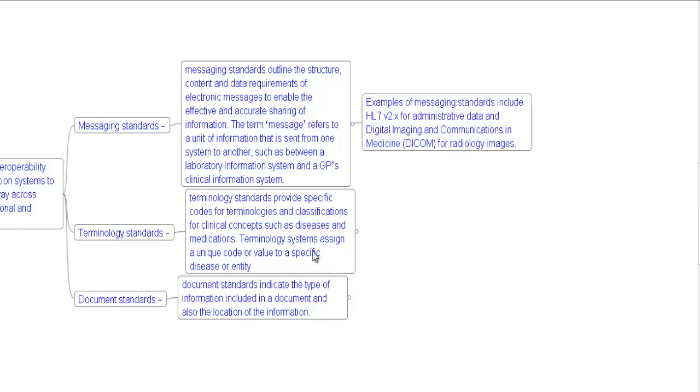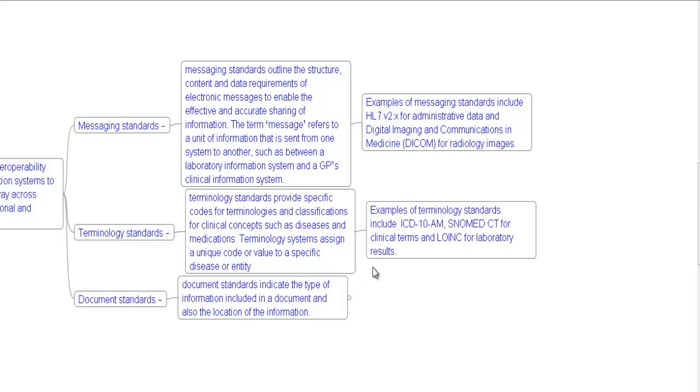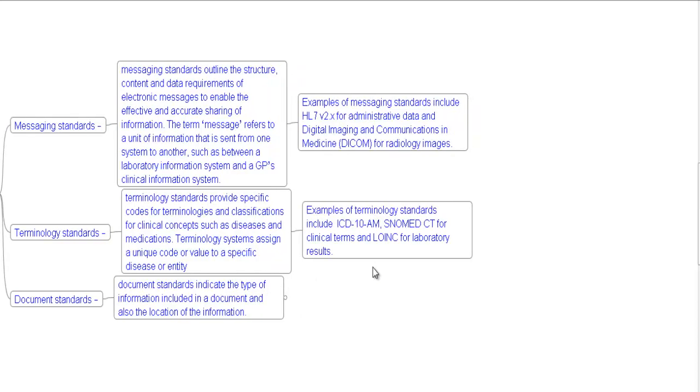Messaging standards. Examples of messaging standards include HL7 V2.x for administrative data and Digital Imaging and Communication in Medicine, DICOM, for radiology images. Examples of terminology standards include ICD-10-AM, SNOMED CT for clinical terms, and LOINC for laboratory results.